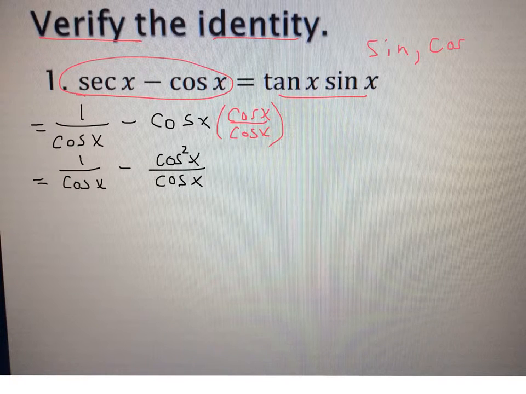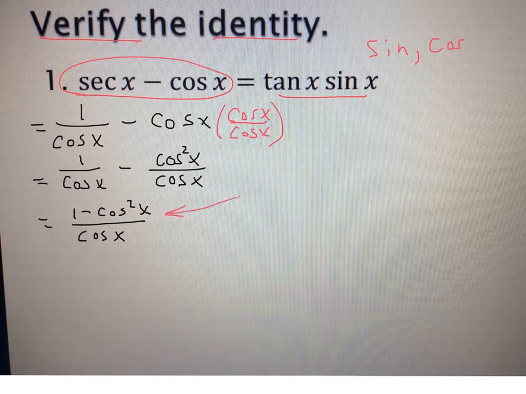Now I have a common denominator between these two, so I can go ahead and combine them. I get 1 minus cosine squared of x on the top and cosine of x on the bottom there. Now that I see that we have a cosine squared of x, that reminds me of those Pythagorean identities. So I'm going to be thinking to myself, hey, wasn't there a sine squared of x plus cosine squared of x equals 1?